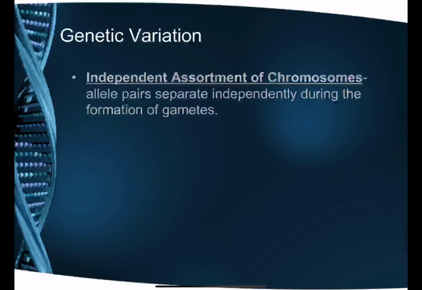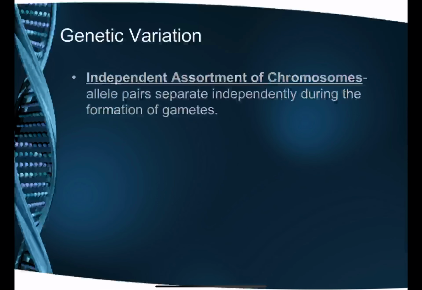Personality-wise, looks-wise, all of those things. There's a lot of genetic variation even when 2 people have the same parents and the same gene pool. Okay? And so there's 3 major things that cause that. So the first is independent assortment of chromosomes.